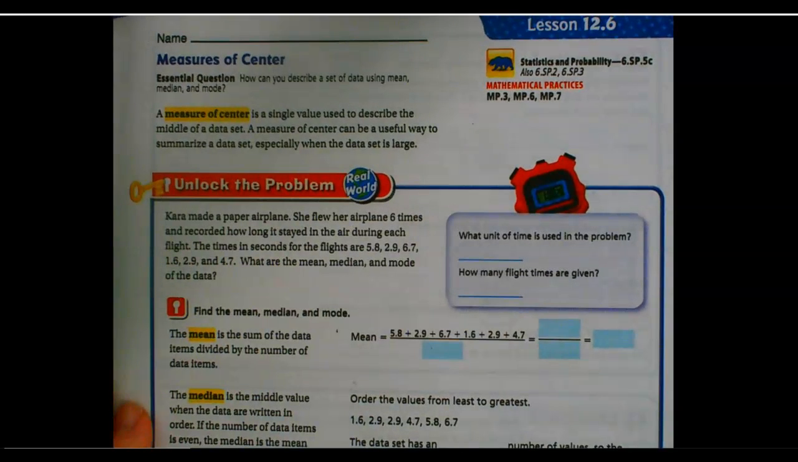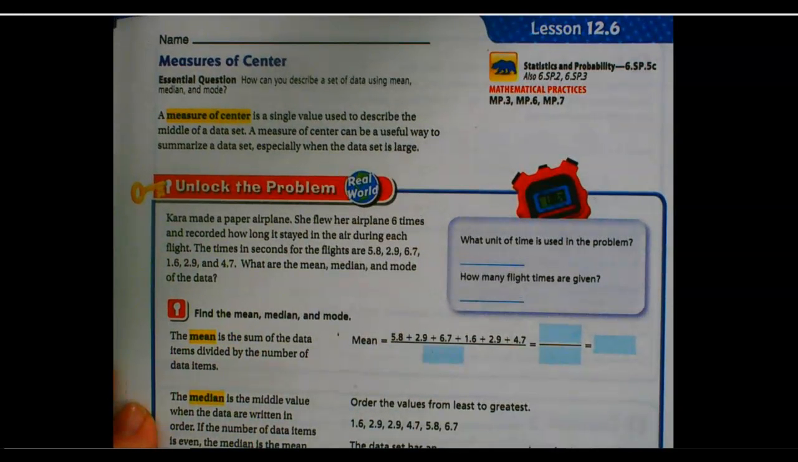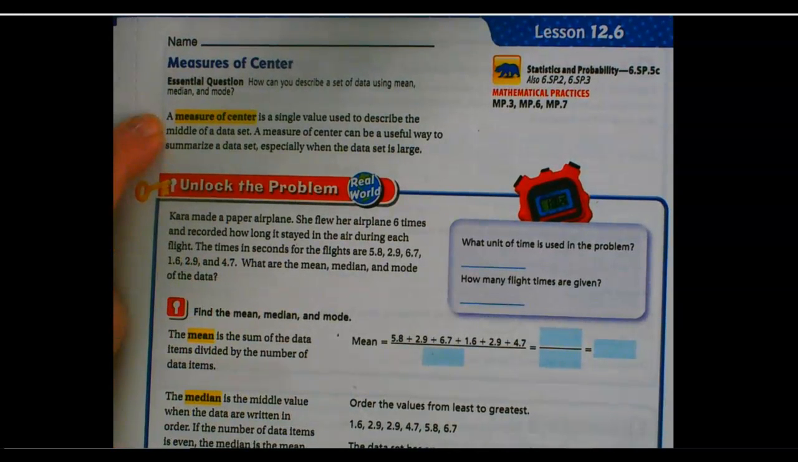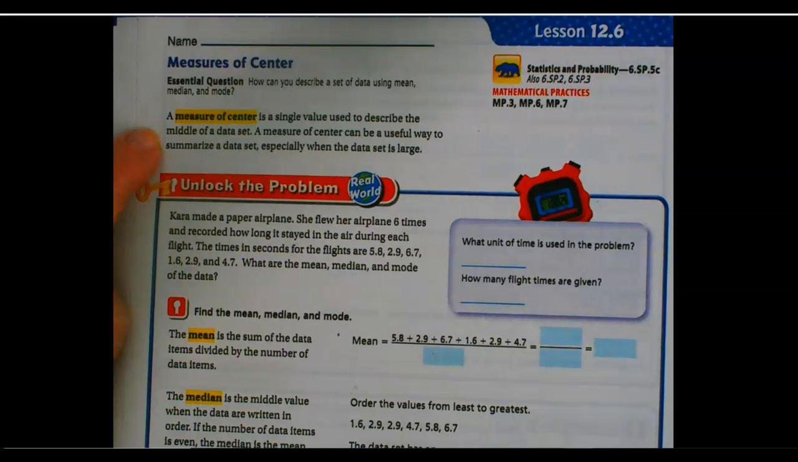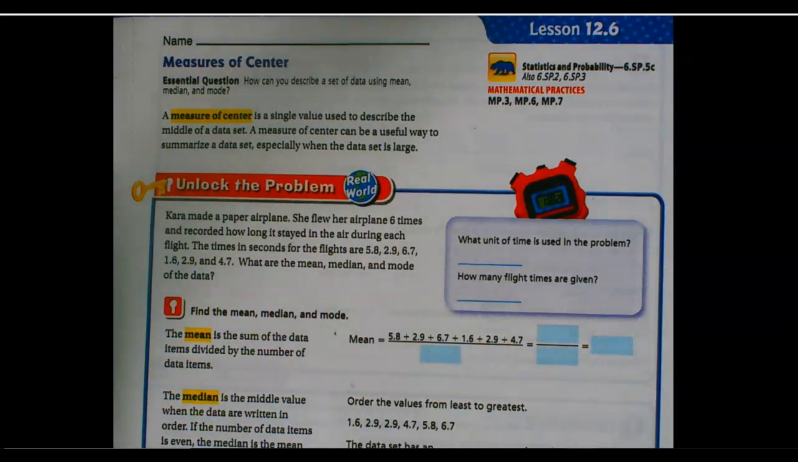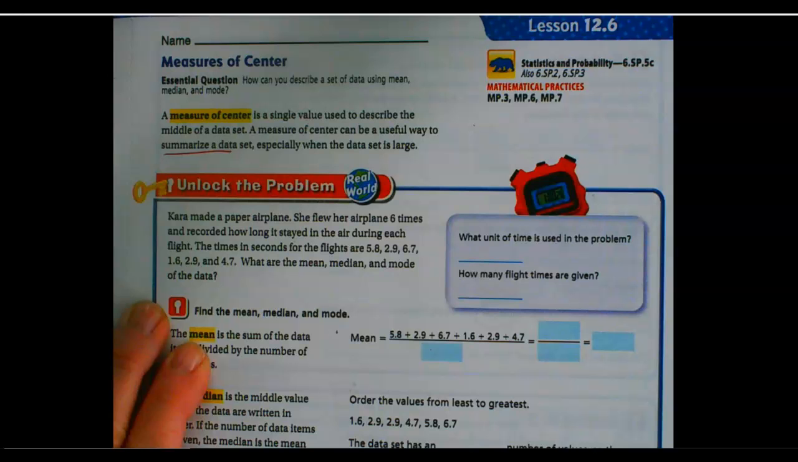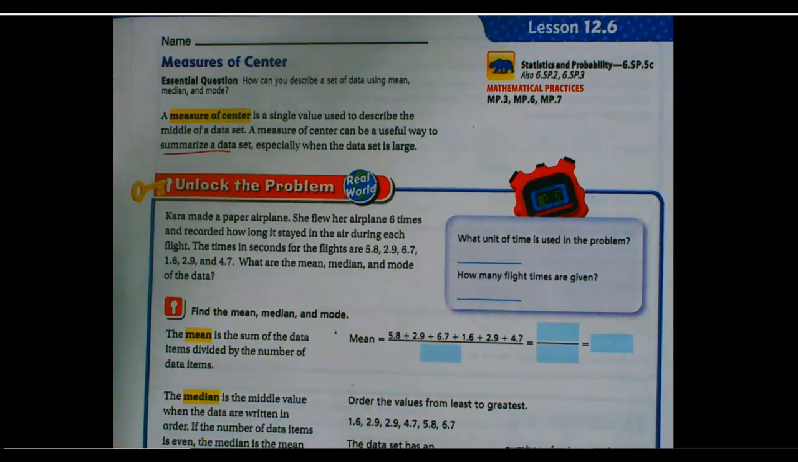So this is lesson 12.6, measures of center. And the essential question is, how can you describe a set of data using mean, median, and mode? First of all, a measure of center is a single value used to describe the middle of a data set. A measure of center can be used in a useful way to summarize a data set, especially when the data set is large. So let's unlock the problem.